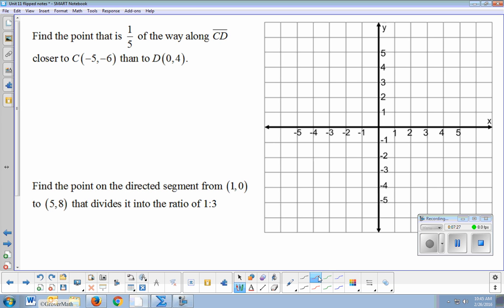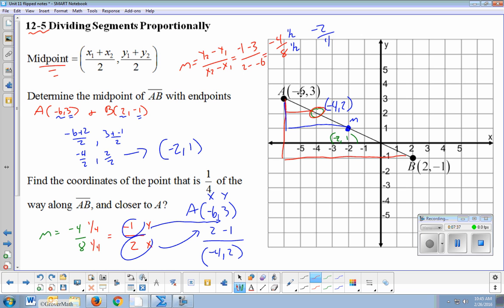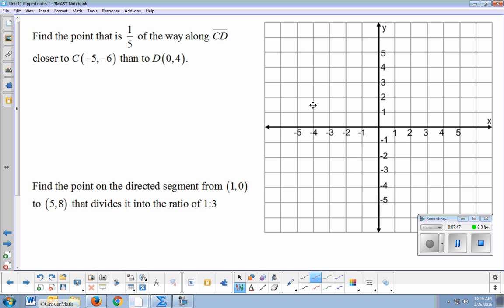So here we have to use that concept of what's the giant step, what's the big slope, and do a fifth of that. And they'll always tell you which point it's closer to, because there's a difference between a fourth of the way closer to A and a fourth of the way closer to B. A fourth of the way closer to B would be here. A fourth of the way closer to A is here. So we have to know which way we're going. And so they'll tell you, closer to C.